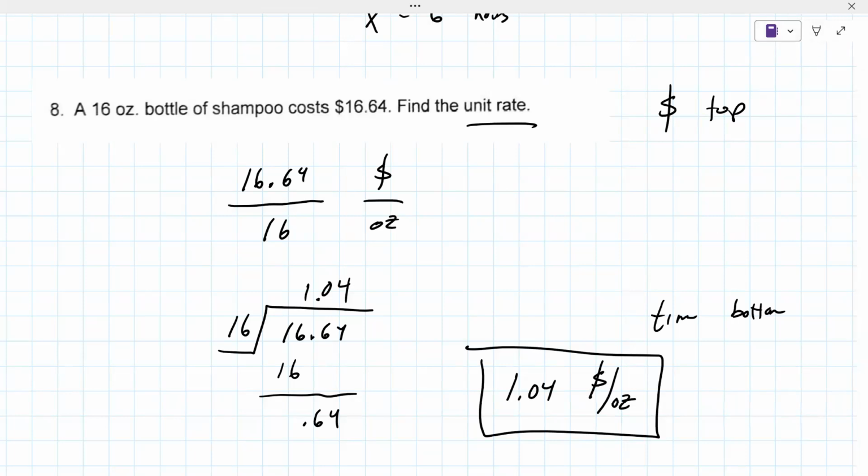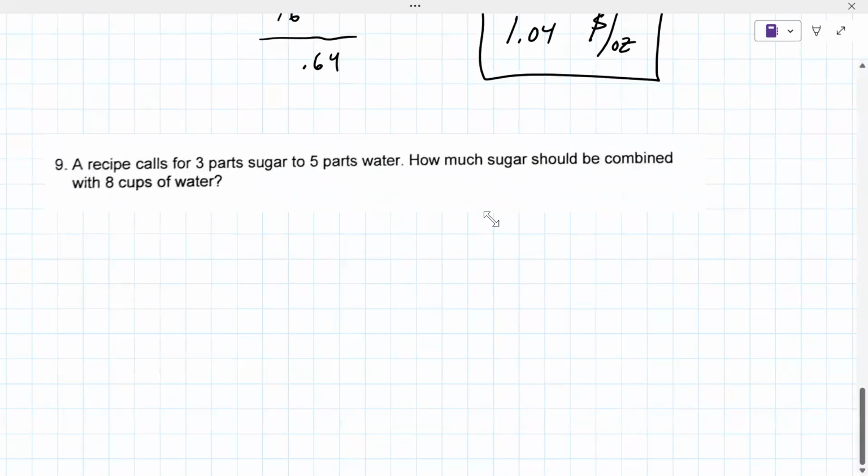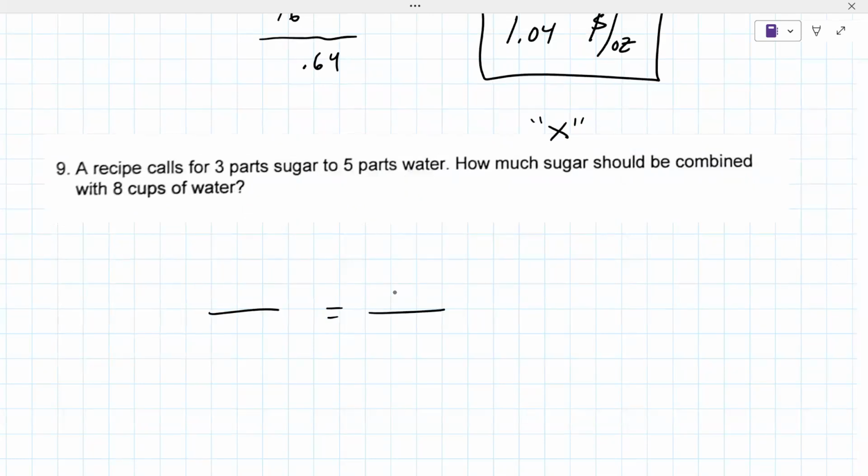Number 9 is more like 7 and 6. You've got to set up some sort of proportion for them. So think of that as X. 3 parts to 5, so 3 parts sugar to 5 parts water equal to 8.